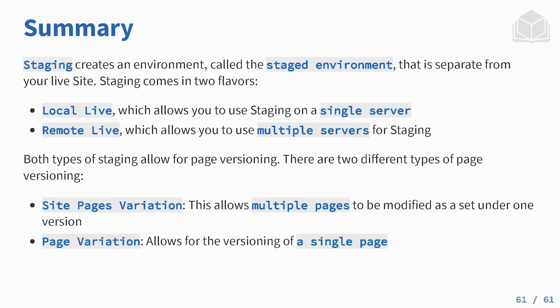Let's go through the review of this chapter. Staging creates an environment called the staged environment that is separate from your live site. Staging comes in 2 flavors. Well, it kind of gives it away. And it comes in 2 flavors, and those are local live and remote live. Local live allows you to use staging on a single server, remote live allows you to use multiple servers for staging.